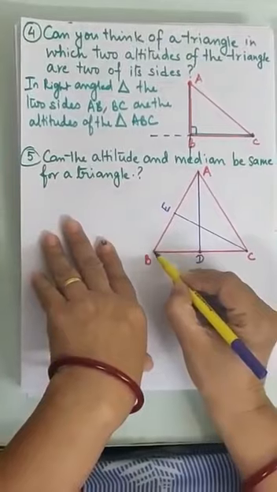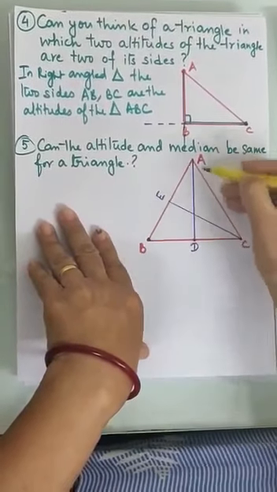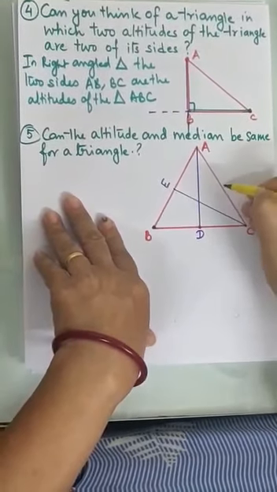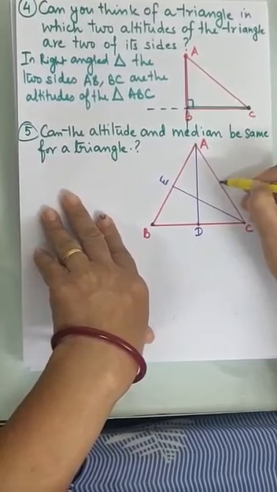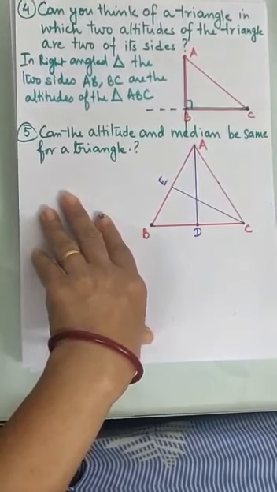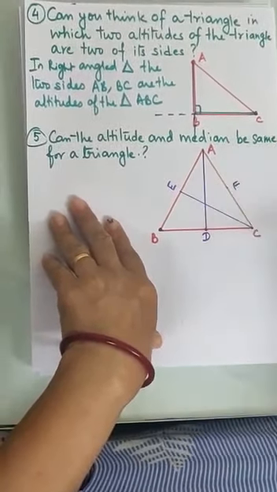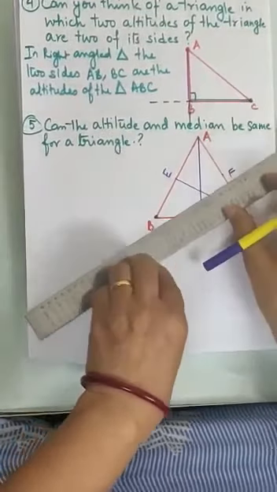Now we take vertex B. Opposite side is AC. Let us find the midpoint of AC. Say suppose this is the midpoint. Okay, we mark it as F. Now we join BF.